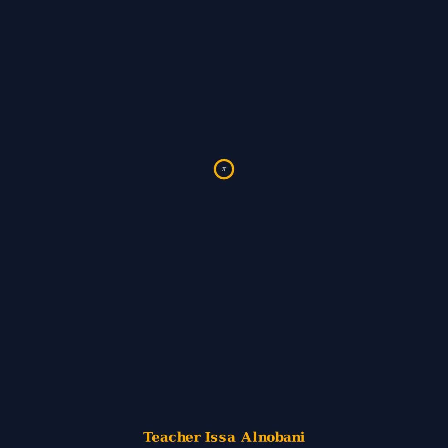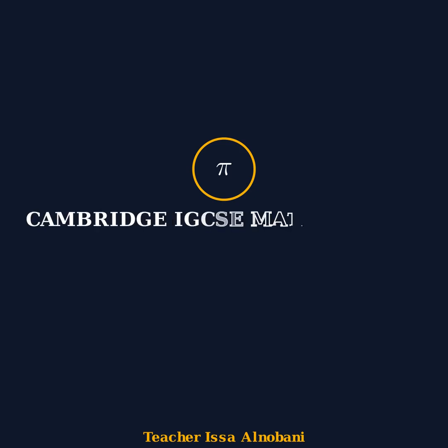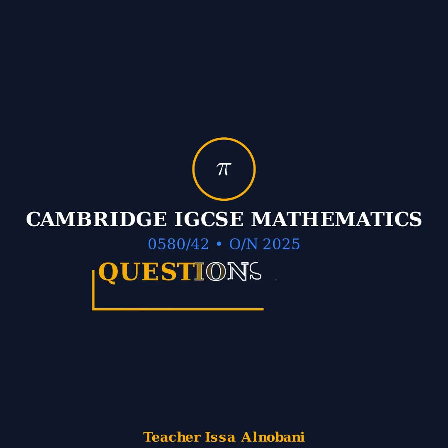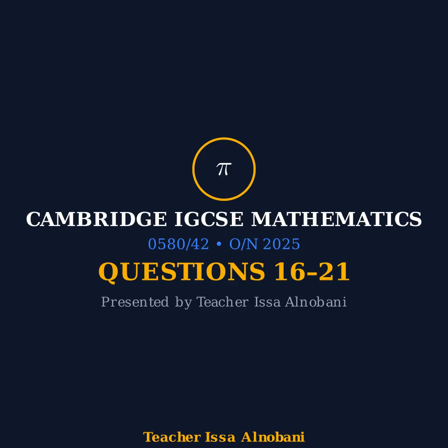Cambridge IGCSE Mathematics, Paper 0580, Paper 42. In this lesson, we solve questions 16 to 21. Every method follows the official Cambridge mark scheme, with full explanation.